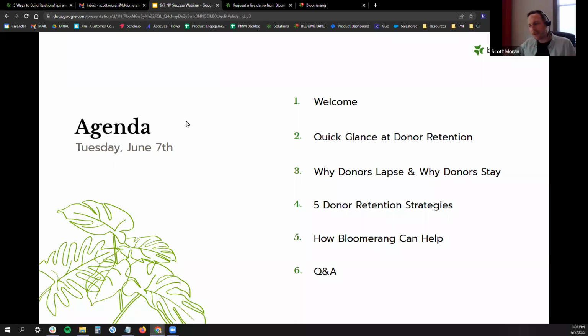And to wrap up, we're going to see how those strategies fit into Bloomerang. My colleague and friend Seth is going to be walking us through the tools and functions of Bloomerang that will help us retain more donors and ease up your workflows for fundraising. And I will try to save about 10 minutes at the end.